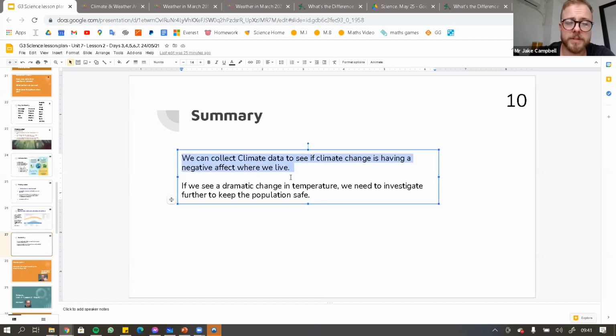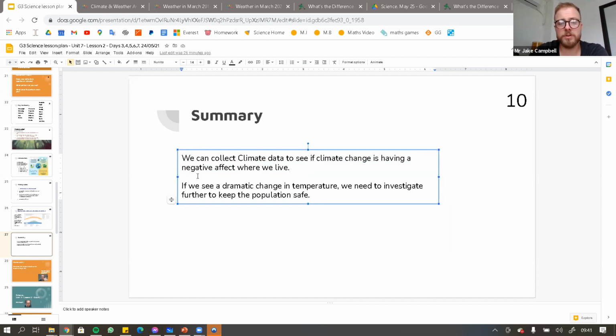Emma, can you read this first sentence, please? We collect climate data to see if climate change is having a negative effect where we live. Yeah, that's it. Very good. We can check the climate to see if it's slowly getting hotter or colder, and then we can predict what year it will be too hot to live there or too cold. Thank you, Emma. Great reading.